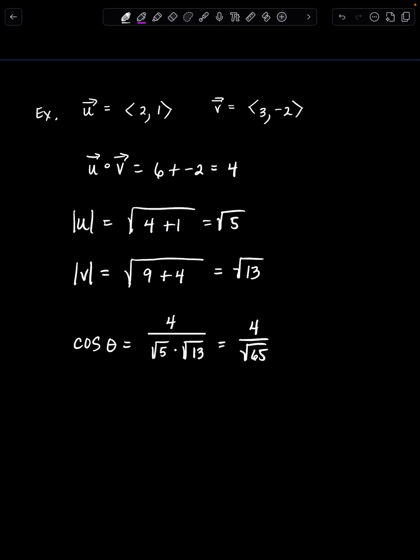All right, so this isn't going to be a quadrantal angle. This is going to be something that you're going to have to use your calculator for. So we're going to use the inverse cosine and just plug in 4 over the square root of 65, and that's just going to approximate to 60 degrees.